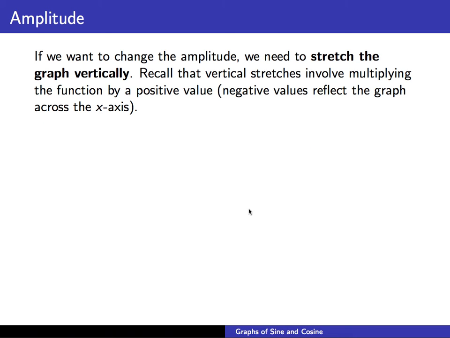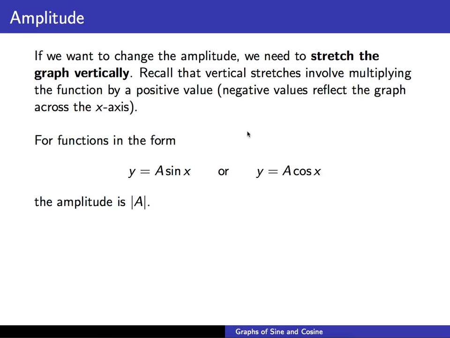Now, if we want to change the amplitude, we need to either stretch the graph vertically or compress the graph vertically. So recall that vertical stretches, and compressions for that matter, involve multiplying the entire function by a positive value. Negative values, again, reflect the graph across the x-axis, so it doesn't change how far away those points are. So for the functions in the form y equals a times the sine of x or y equals a times the cosine of x, our amplitude is simply the absolute value of a. In other words, if we just have a number times sine of x or cosine of x, the amplitude is the absolute value of that number.